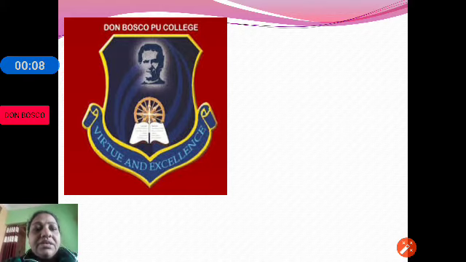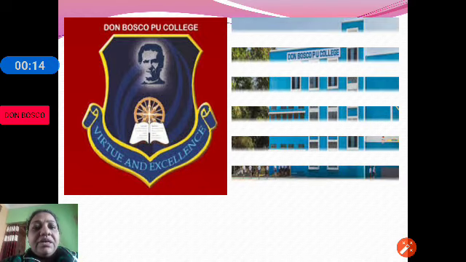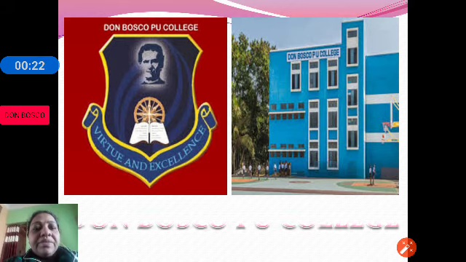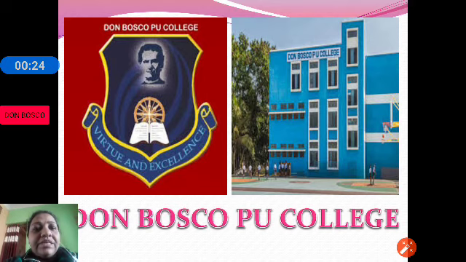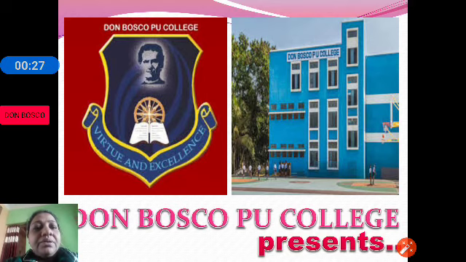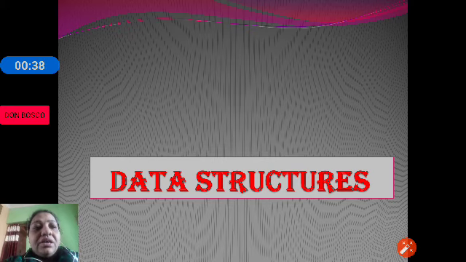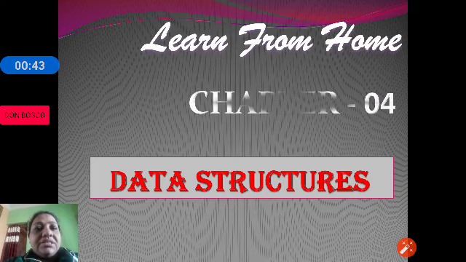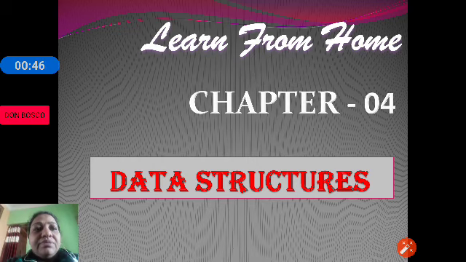Today's class is about the C++ programs. Last class we concluded our data structures theory part, and from this class onwards we will be discussing the programs based on the chapter data structures. In the previous class we discussed linked list, and non-linear data structures, that is trees and graphs. Trees and graphs are the last topic of the chapter data structures, and today's class is about C++ practical programs.